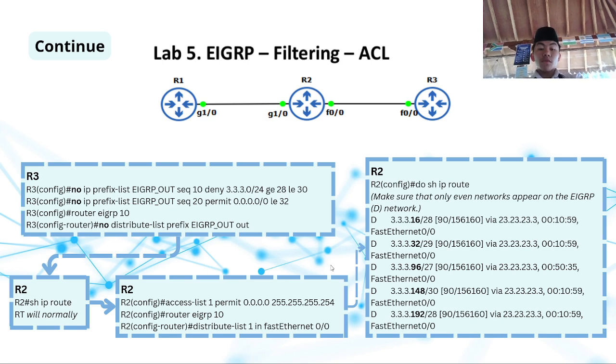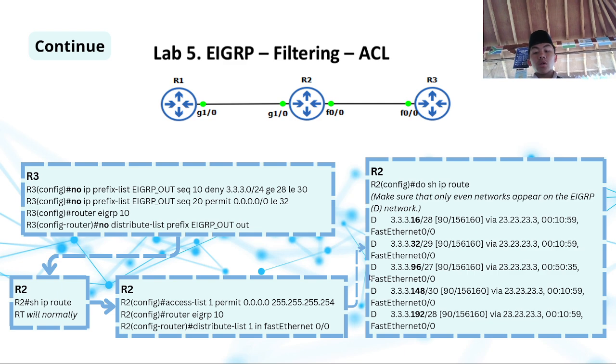And step 3, effect on the routing table. When we check the routing table on router 2, we see that only the even subnets from router 3 are installed, for example 33.3.3.16/28 until 33.3.3.192/28, but the odd numbered networks are missing because the access list filtered them out.